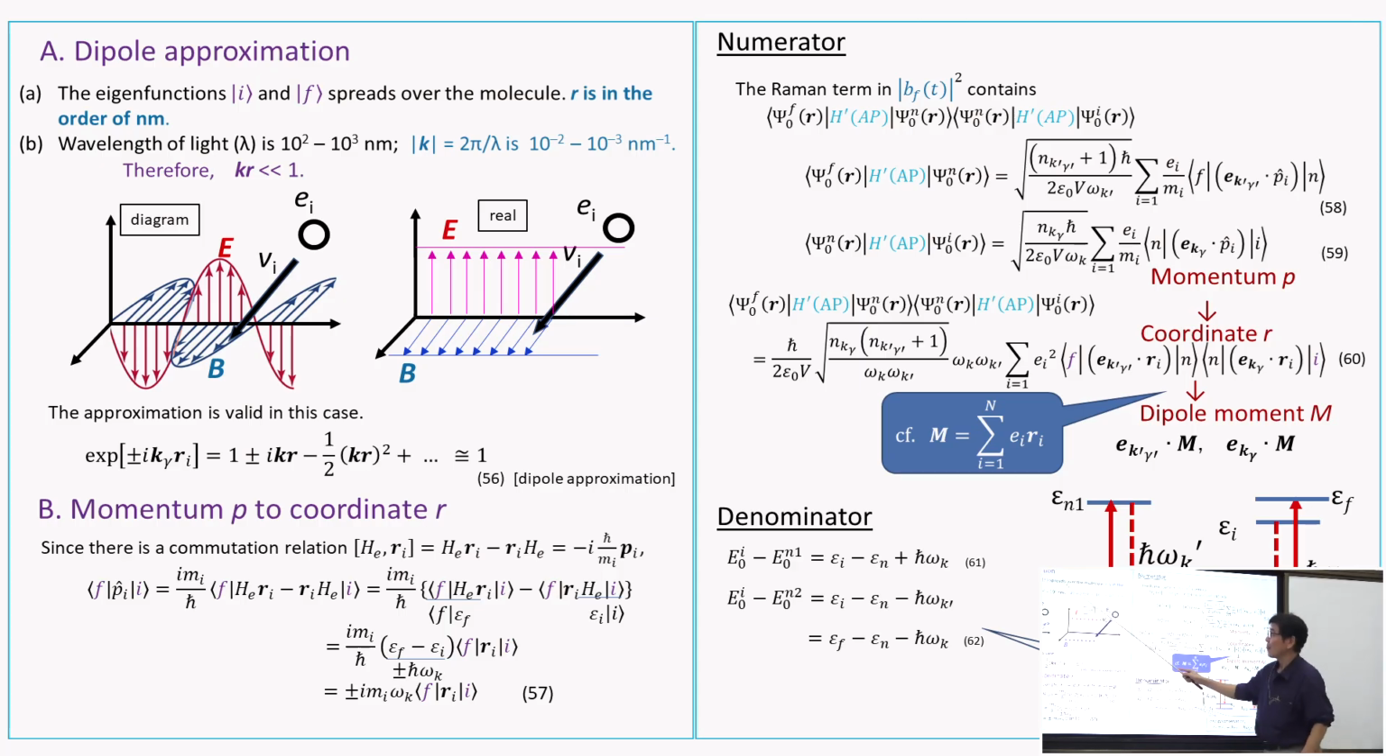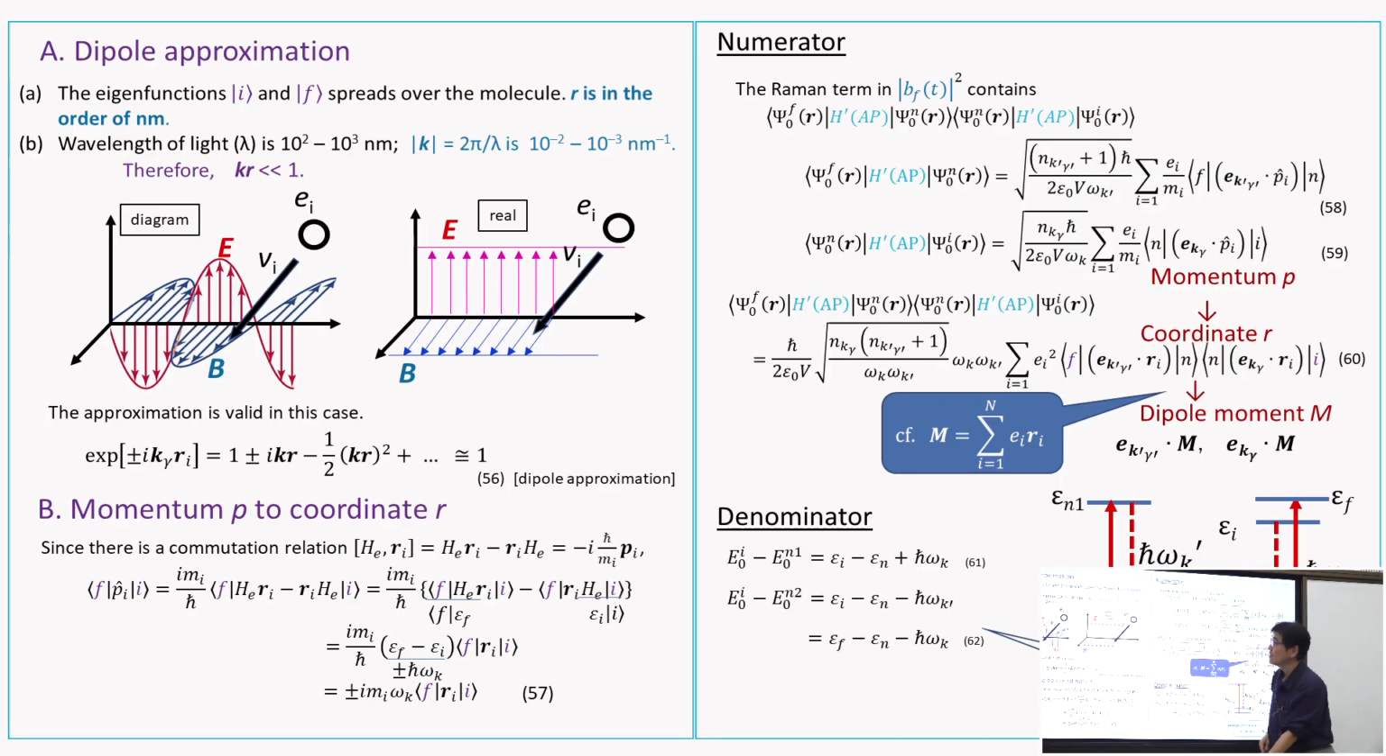For this reason, this consideration results in the relationship that kr should be much smaller than unity. R is on the order of a nanometer. K is 10 to the minus 2 to minus 3 nanometer inverse. So kr should be much smaller than 1.